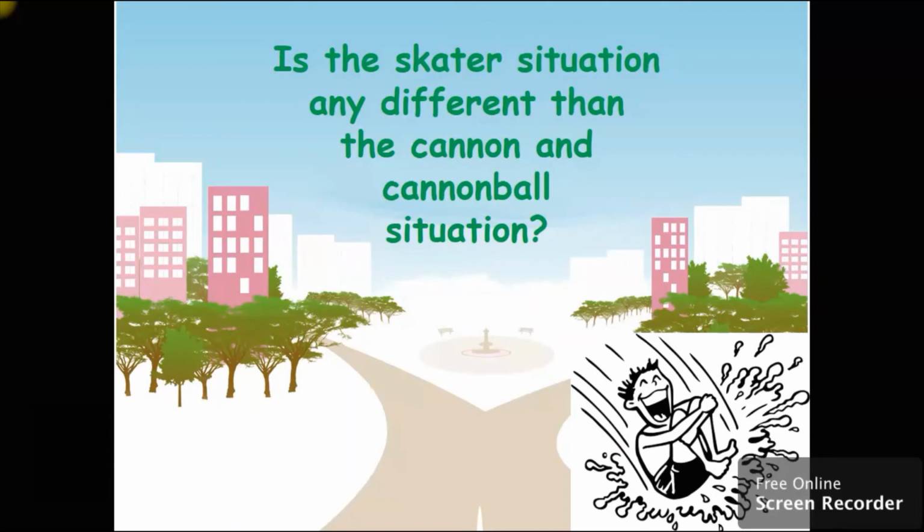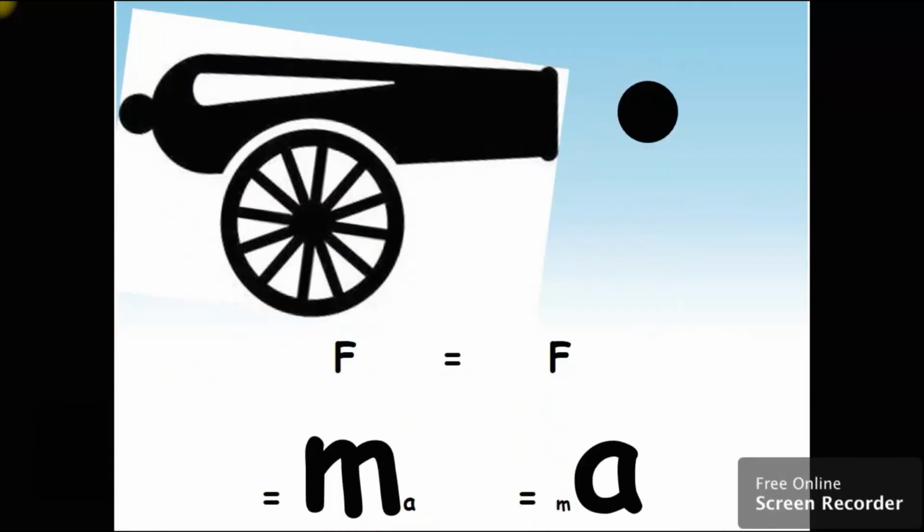So that was the skater situation. Is that any different than the cannon and the cannonball situation? At this point, do you recognize the cannonballer there in the picture? And maybe you remember going over this in class, I forget, sometime late February, middle of March. So let's review the cannon and cannonball situation. There's the cannon on the left and the cannonball on the right.